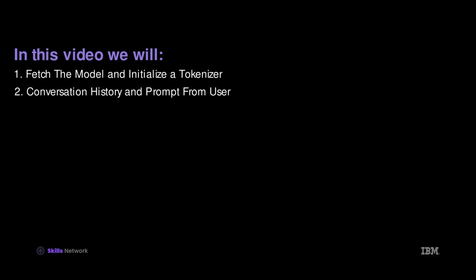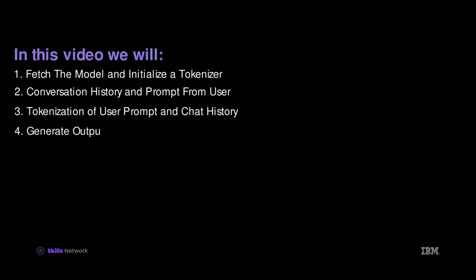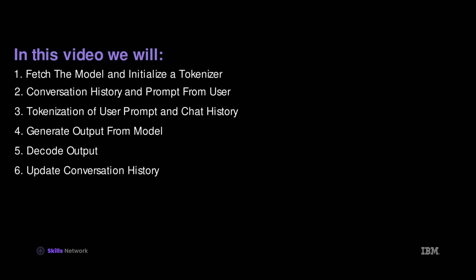In this video, we'll cover the following. First, we'll talk about how to fetch the model and initialize the tokenizer. We'll talk about how to encode the conversation history and prompt from the user, tokenization of the user prompt and chat history. Then we'll generate an output from the model. We'll decode the output, then update the conversation history, and finally, we'll repeat the process.